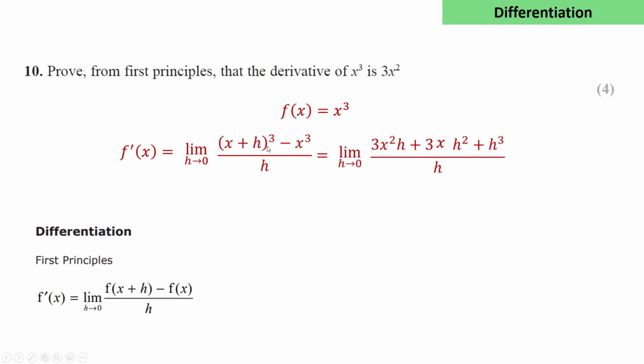We expand out the cube term, and you see that the x cubed in the first expansion will be cancelled with the minus x cubed, and that will leave us 3x squared h plus 3x h squared plus h cubed. We simplify that. This becomes the limit as h tends to 0 of 3x squared plus 3xh plus h squared. As h tends to 0, the second and third terms will both tend to 0, leaving 3x squared. And that's it.